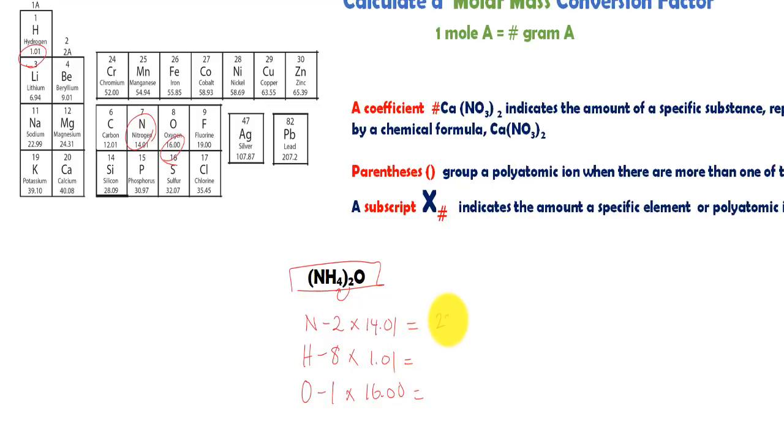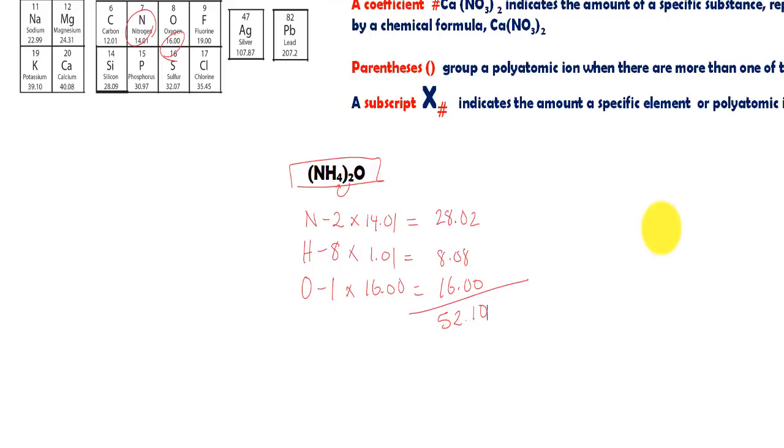We have 28.02. We have 8.08. Then we have 16.00. And we add them all together. We have 52.10. And to express this as a molar mass, we have 1 mole of this substance equal to 52.10 grams of this substance.